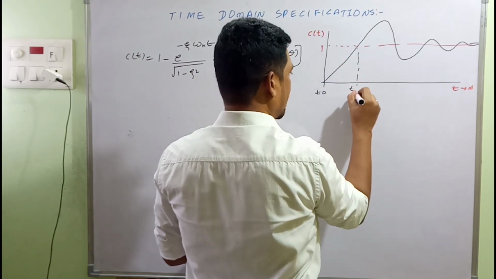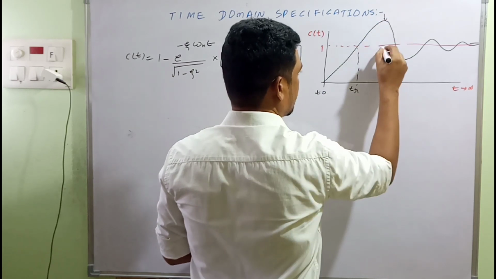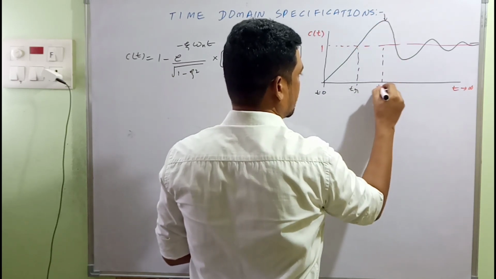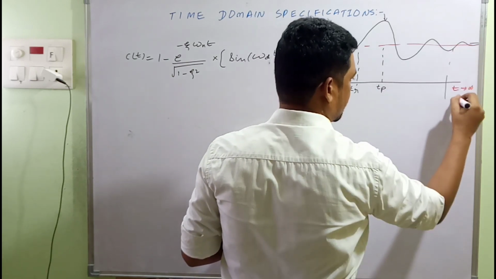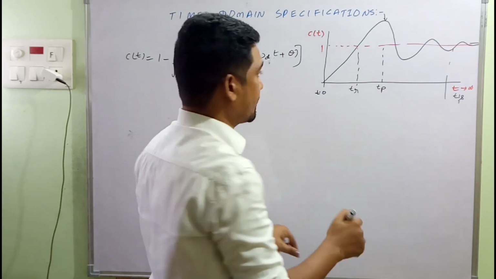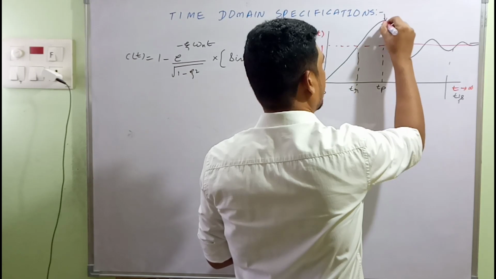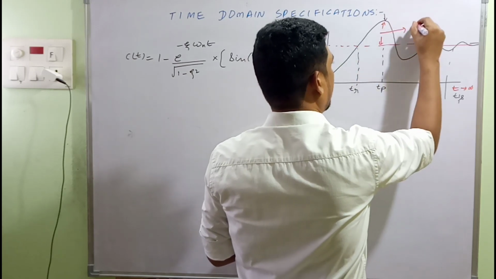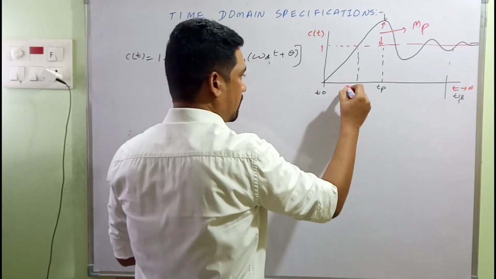And these are the time domain specifications here. This will be the rise time tr, and the time at which the first overshoot occurs will be the peak time. The settling time will come somewhere else here, according to the definition in the ongoing discussion. And this is Mp, the maximum overshoot.